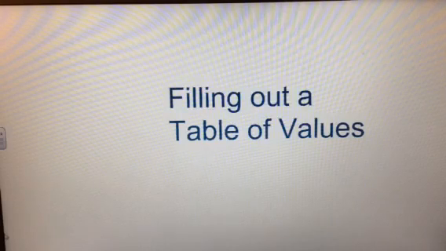In previous lessons, we discussed a Cartesian plane, and we also learned how to plot any point. This lesson will focus on looking more closely at the x and y values and filling out a table of values. You can graph any equation using a table of values, and this table of values will allow you to determine the points that can be used to create a graph. Let's have a look.